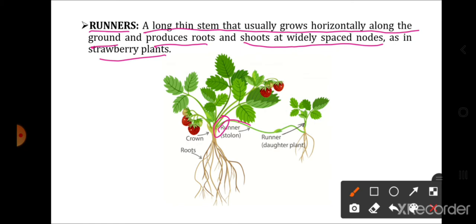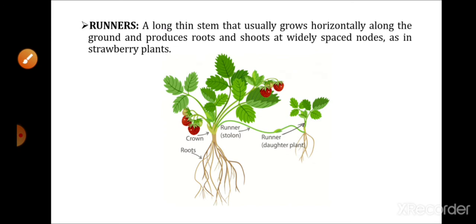Now when grown horizontally, this stem has distantly spaced nodes, and when these nodes come in contact with the soil, they produce the root and the shoot, and hence a new plant or a daughter plant is produced. So this is called a runner.